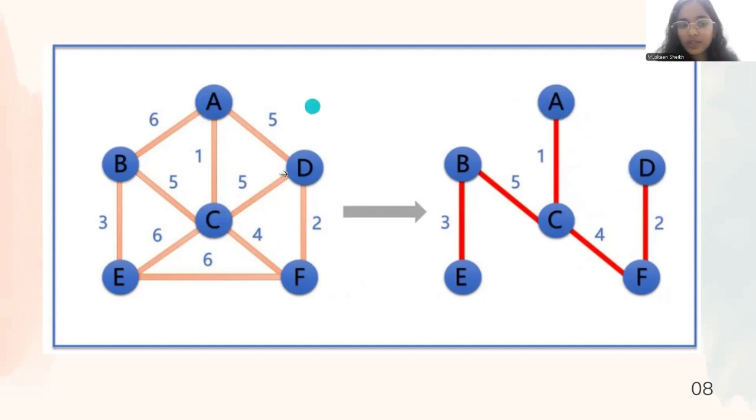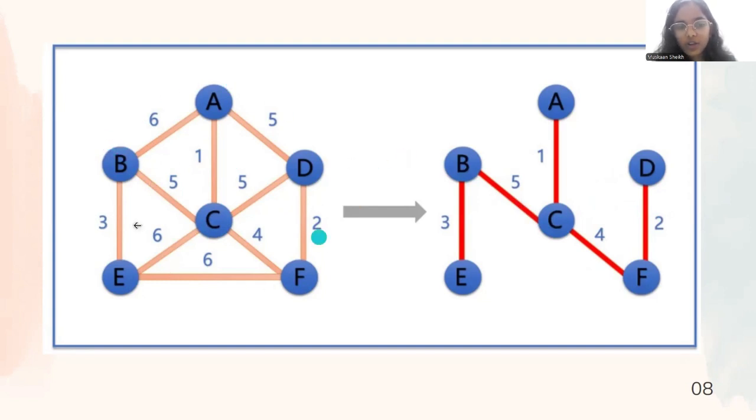We'll see the next possibility, which is C to D, which has 5. So if we connect C to D here, it's going to form another cycle. So we have to ignore this possibility too. So the next possibility is B to C. So B to C, if we join, there is no cycle forming here. So it is fine. So we'll join C to B.